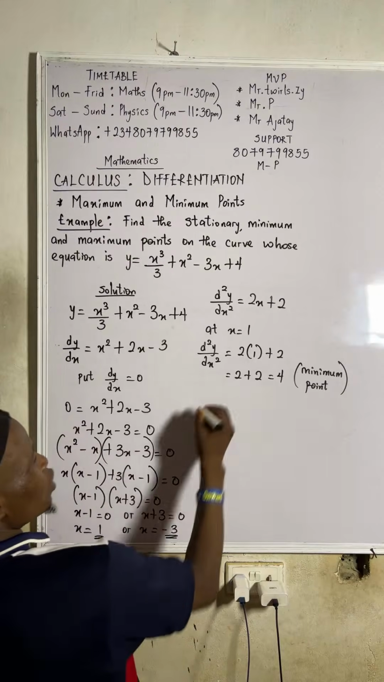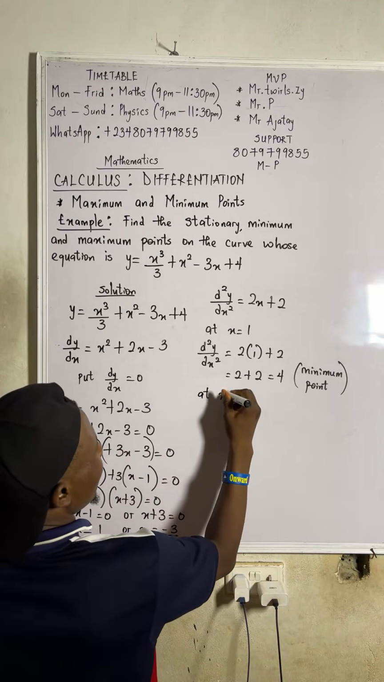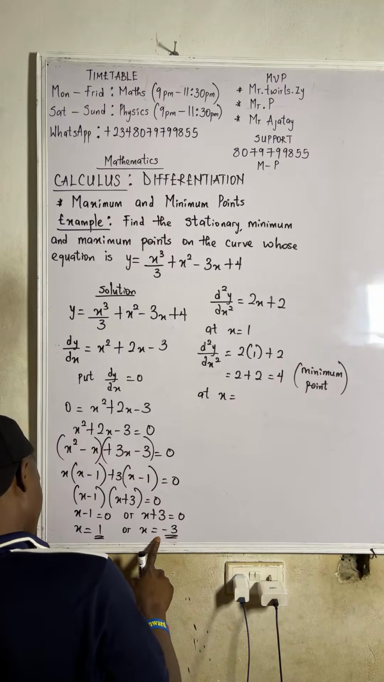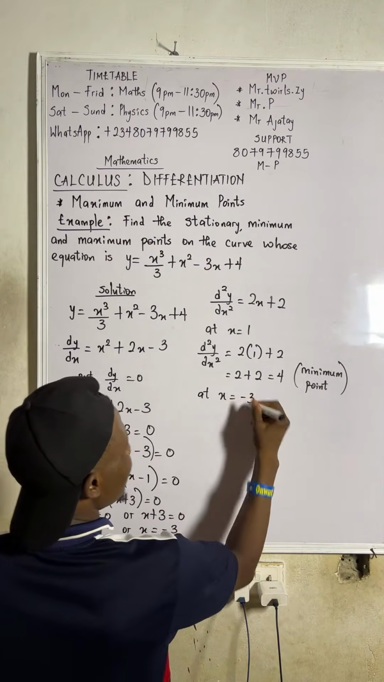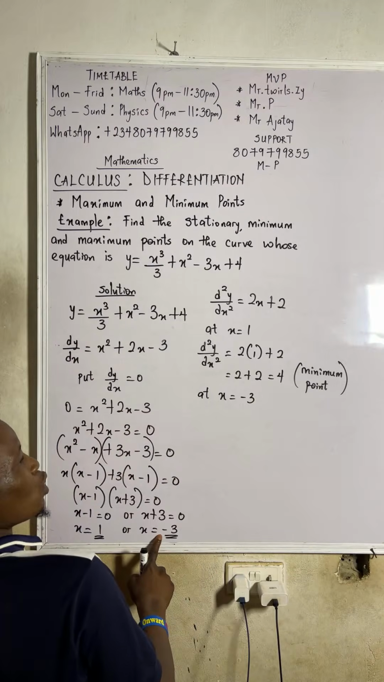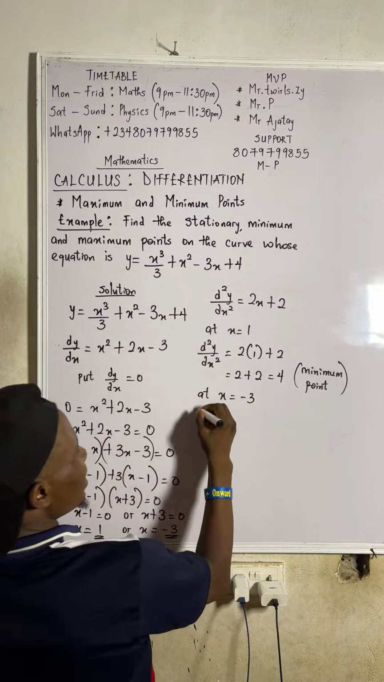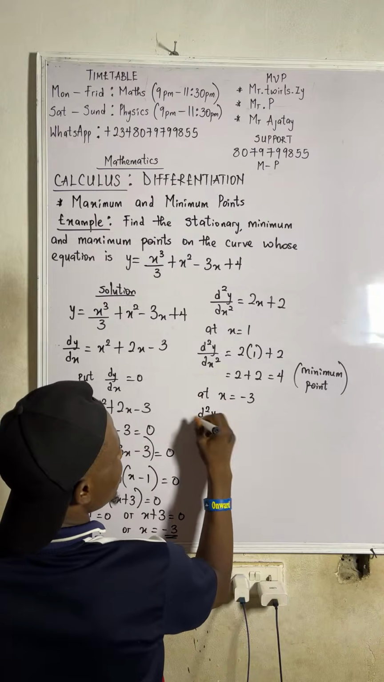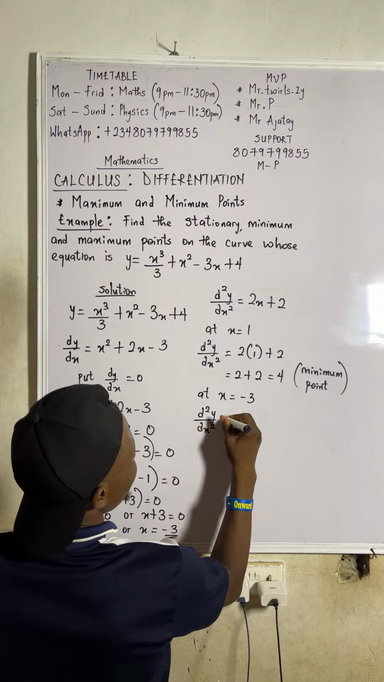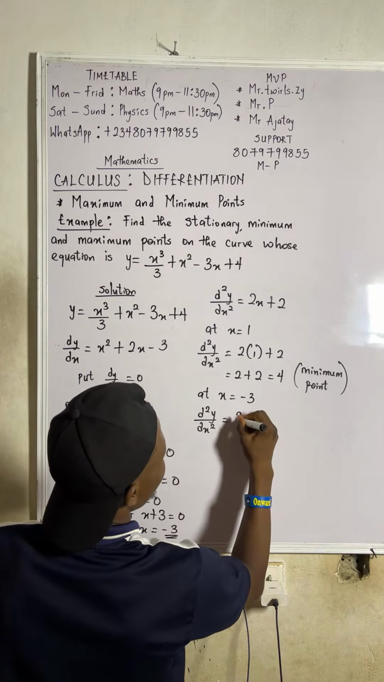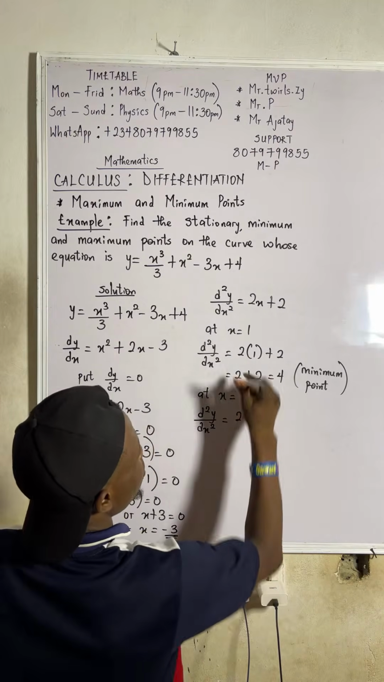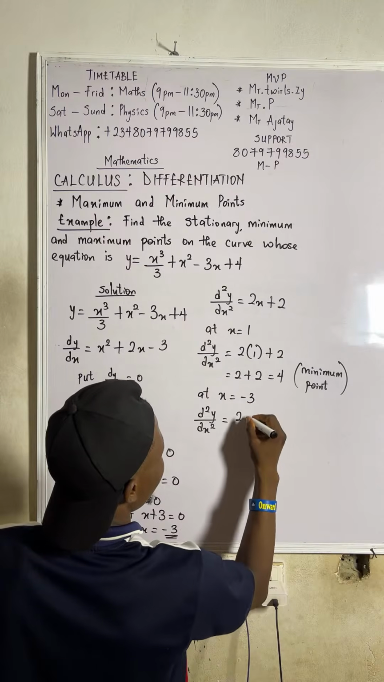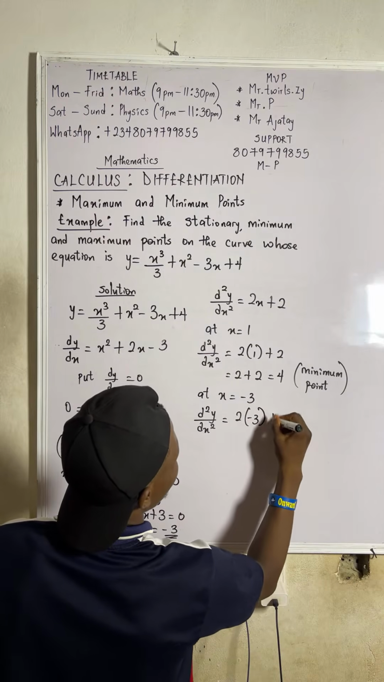So you try again for the next one. At x equals, what's the next x? It's not maximum, Amira. It's minimum. When it is greater than 0, it's minimum. So at x equals minus 3, put it inside here again. d squared y over dx squared will give us 2x plus 2. So what's our x? Minus 3 plus 2.